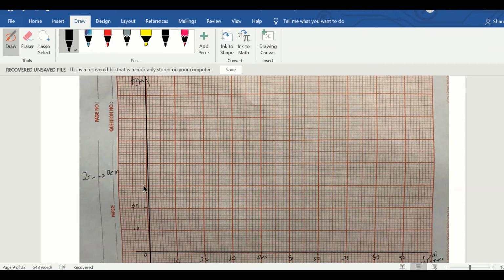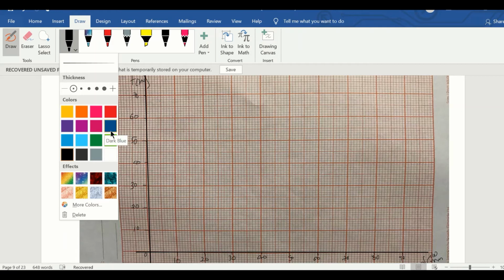1, 2 is 20, 1, 2 is 30, 1, 2 is 40, 1, 2 is 50, 1, 2 is 60, and 1, 2 is 70. Because my highest value for my force is 72. So what next is to plot the graph.